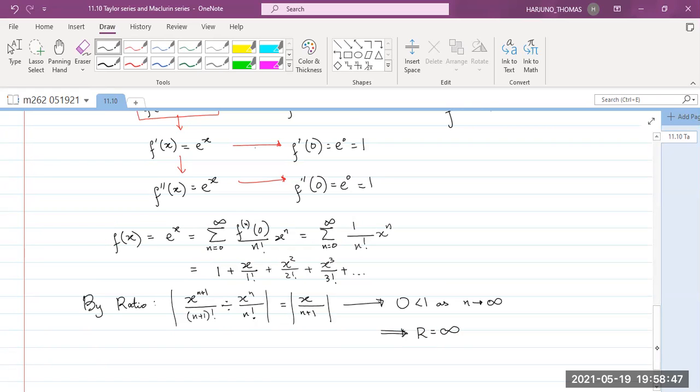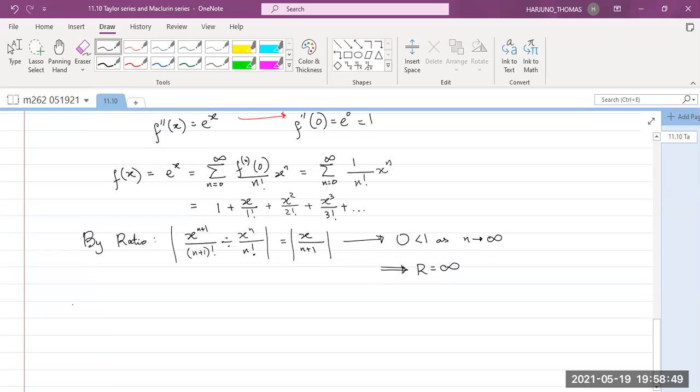Okay, now how about sine x? Sine x, our textbook went over that. Let's do cosine x. For example, find the Maclaurin series for f(x) equals cosine x. Okay, solution.